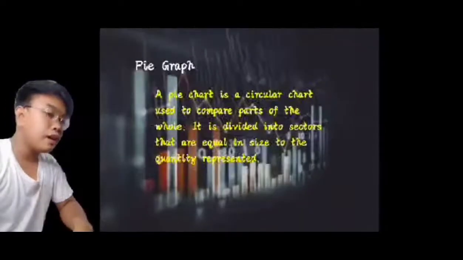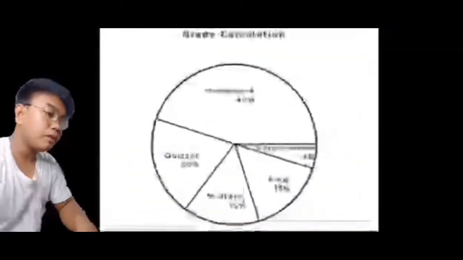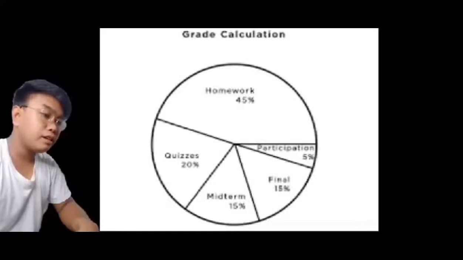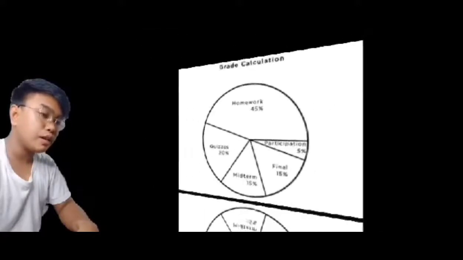Pie graph. A pie chart is a circular chart used to compare parts of the whole. It is divided into sectors that are equal in size to the quantity represented. For example, in grade calculation, we can see in the picture how it is divided into 5 sectors.